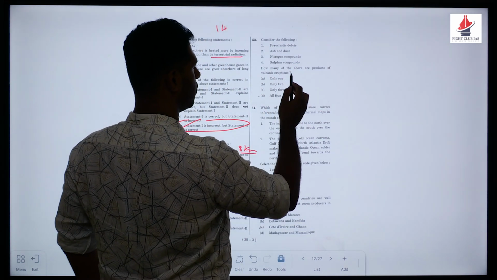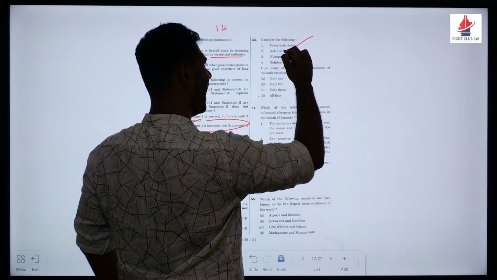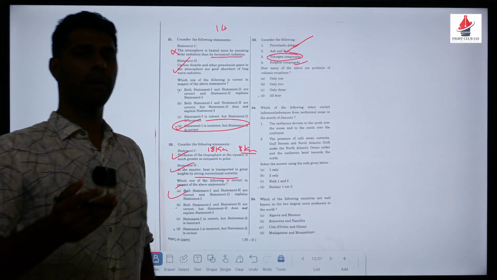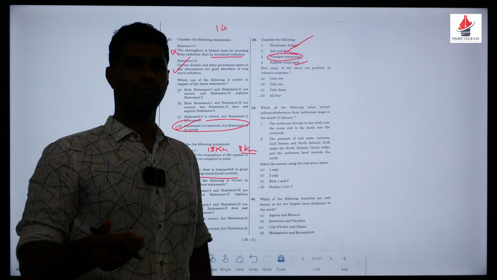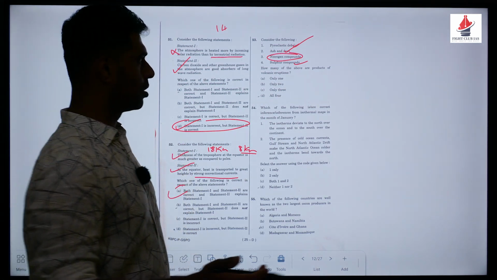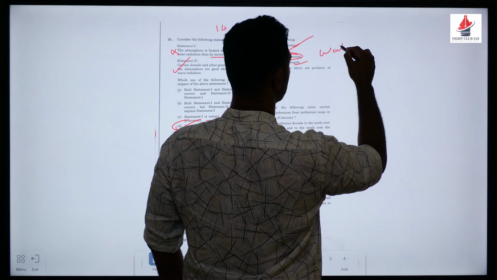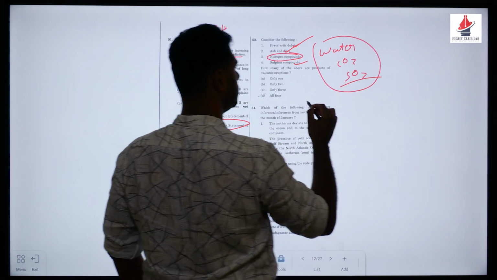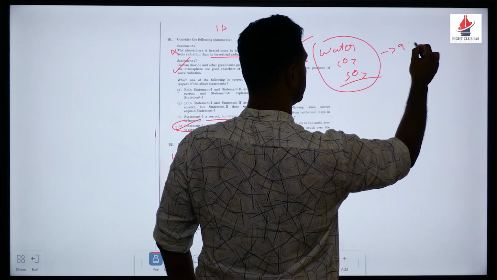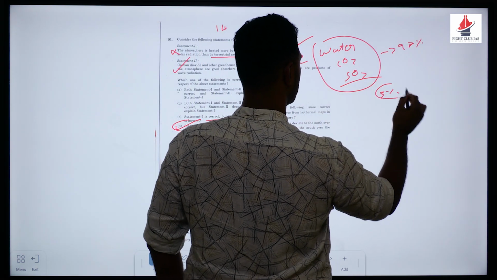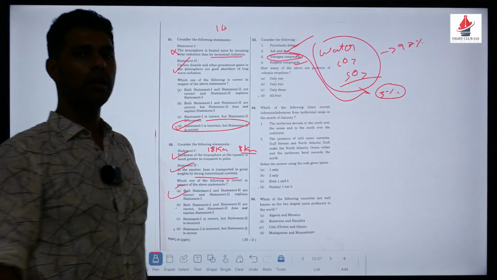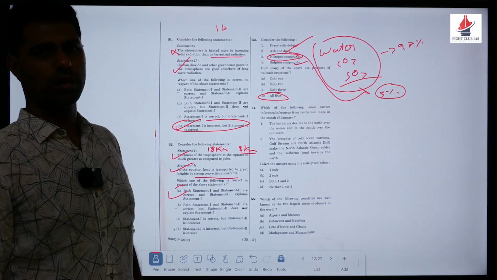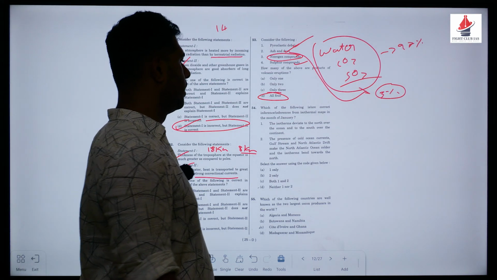Which of the following are the products of volcanic eruptions? Pyroclastic debris, yes. Ash and dust, yes. Sulfur compounds, yes. Now when you come to nitrogen compounds, yes, it is also a product of volcanic eruptions, but not a major product. If you see water, carbon dioxide, sulfur dioxide, these are the three major compounds. They constitute almost 97%. 3% of the remaining gases in which nitrogen compounds are present. So in this case, we have to go with all four, since nitrogen compounds is a product of volcanic eruption. Moving to the next one.